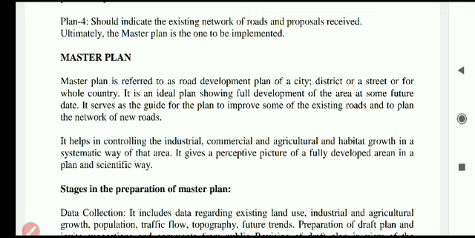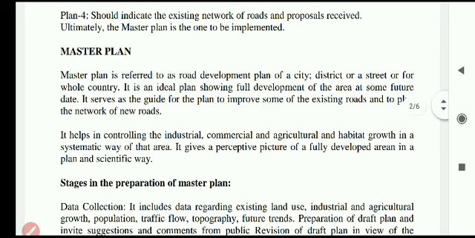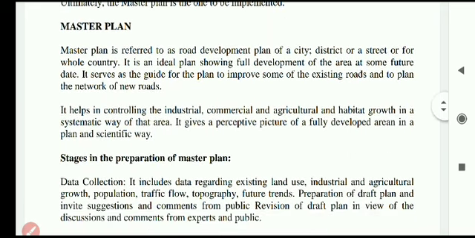Okay. Master plan refers to a road development plan of a city, district or a street or for a whole country. It is an ideal plan showing full development of an area at some future date. It serves as the guide for the plan to improve some of the existing roads and to plan the network of the roads. Okay, next, it helps in controlling the industries.